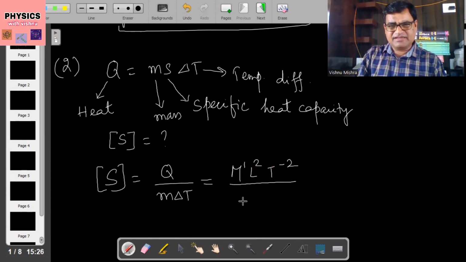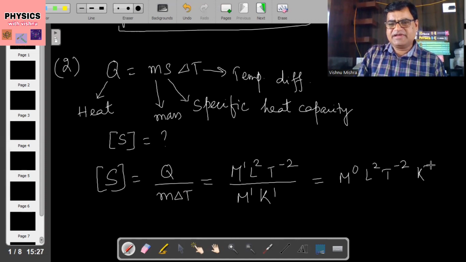And mass is M1. What is the dimension of temperature? Temperature is Kelvin, not T. Temperature is a fundamental physical quantity whose dimension is Kelvin, that is K1. And this dimension, we are going to get M0, L2, T minus 2, K minus 1.